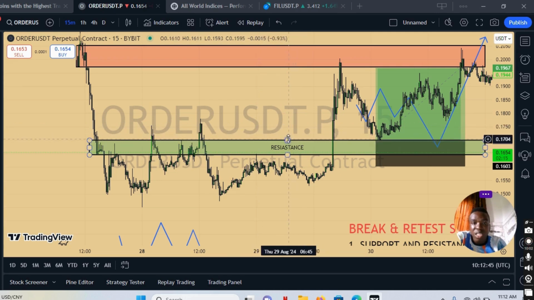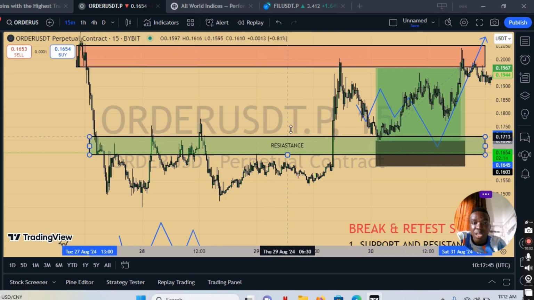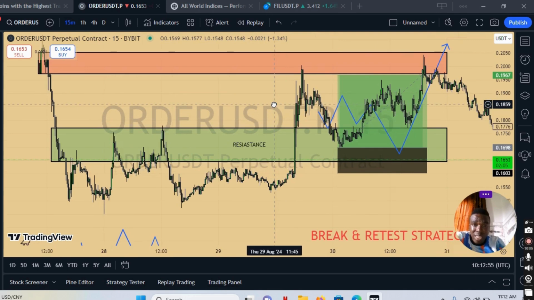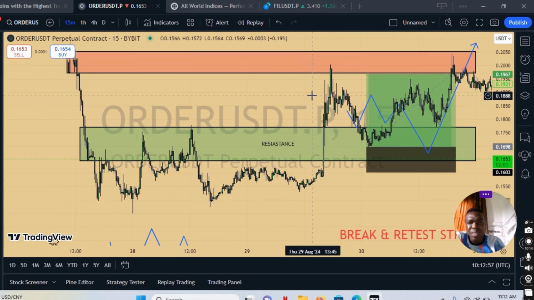When I map this zone, this is how it actually looks, because this was just my resistance zone. But when price broke this zone, I was anticipating a retest and a continuation to the upside. I was now in my zone, looking for a psychological level where price will come down to retest.